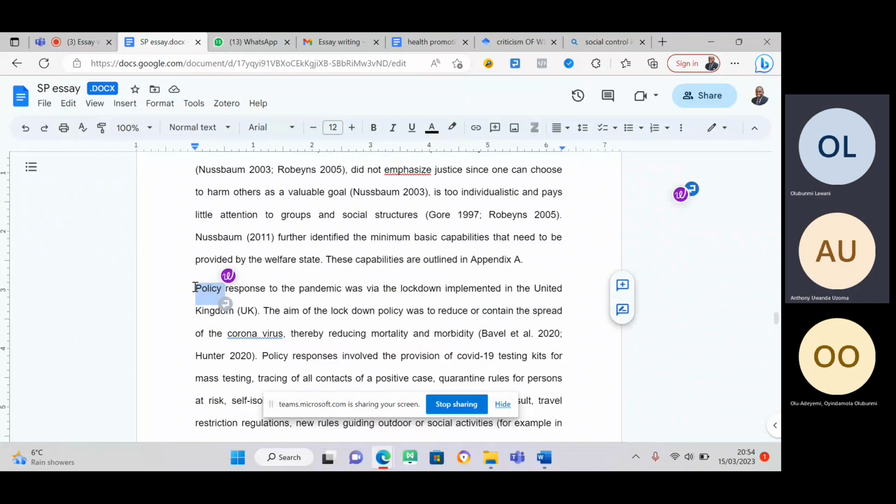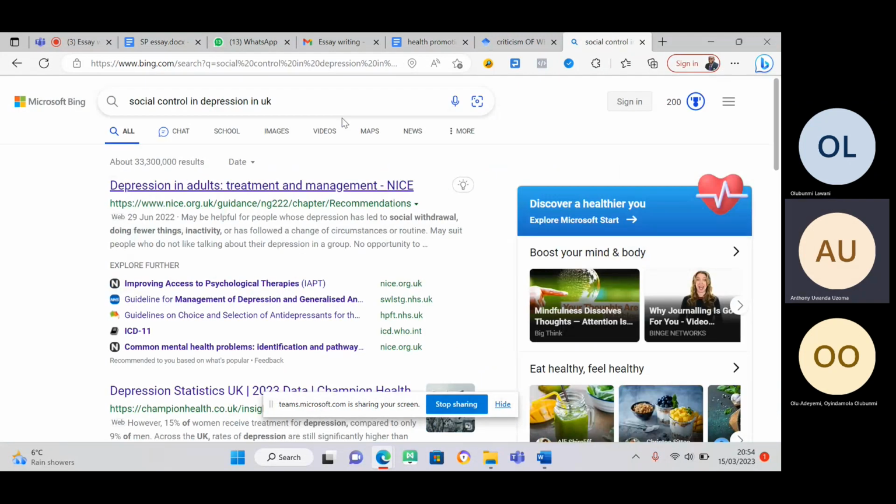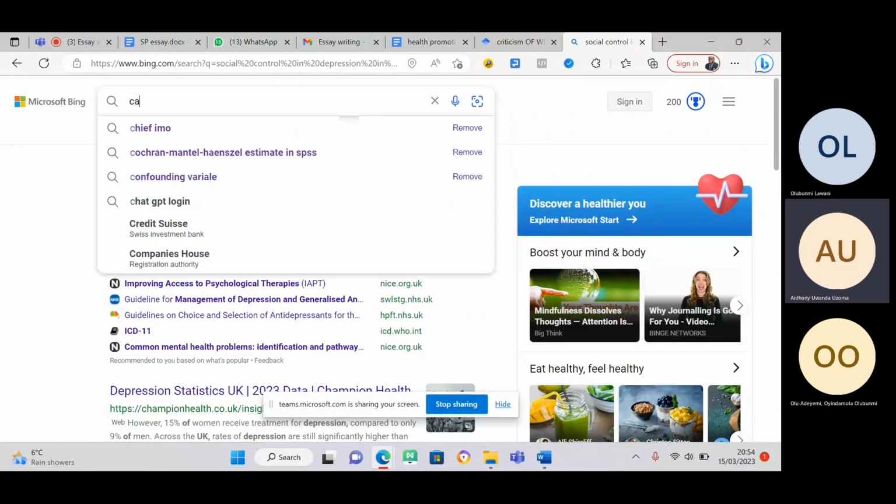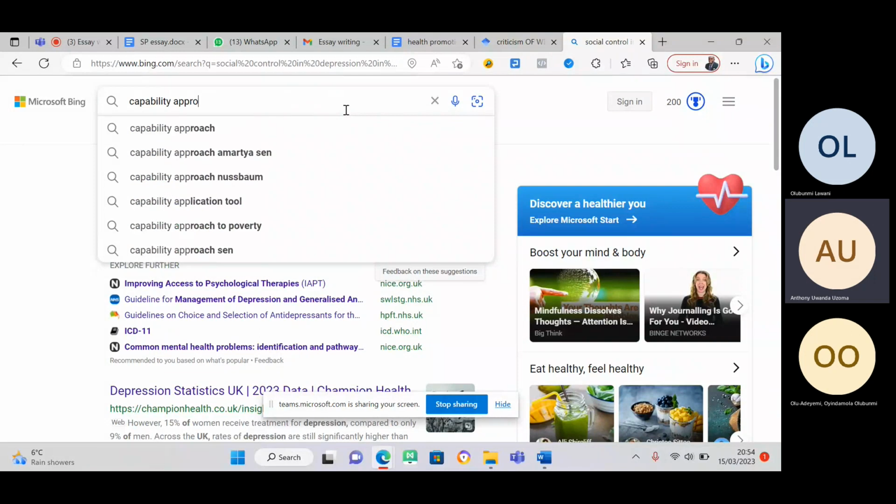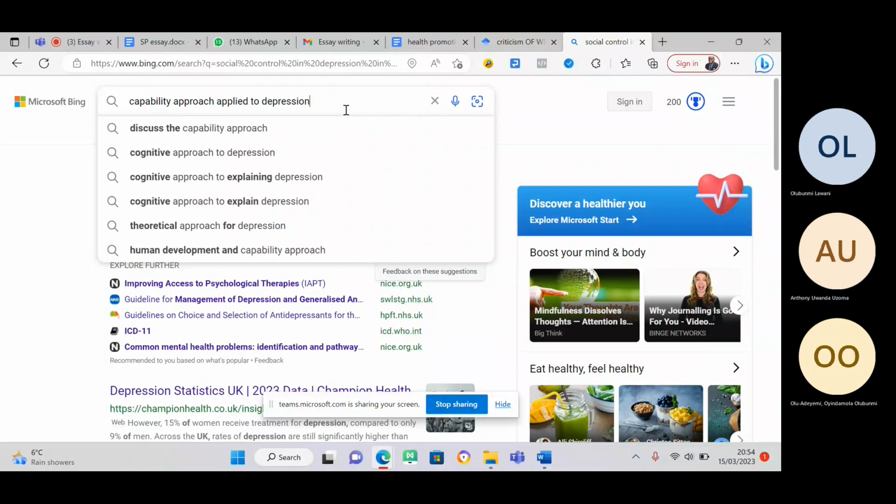For me to understand it, I have to watch YouTube videos. I have to do a Google search. You type it in Google, capability approach applied to depression. By the time you watch 3 videos, you have to watch videos until you understand something. I type in capability approach applied to depression. As simple as that.